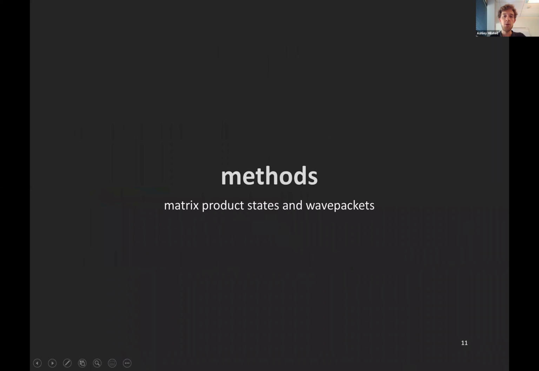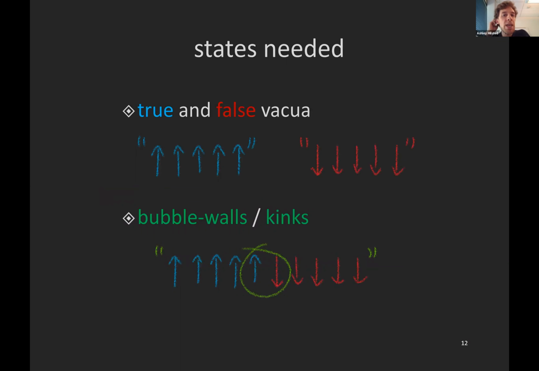Okay, so I'm going to tell you a little bit about the methods that we use for this. And as I mentioned, it's matrix product states, and we'll be constructing wave packets. So what states do we need for the simulation? Well, we need the true and the false vacua. So in the spin chain, this is something like the all spin up state for the true vacuum and the all spin down state for the false vacuum.